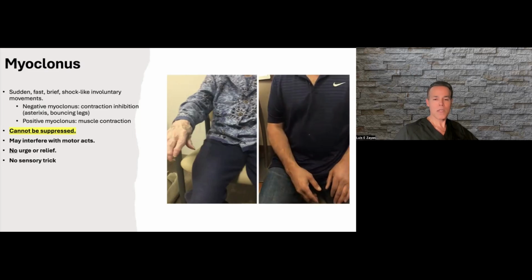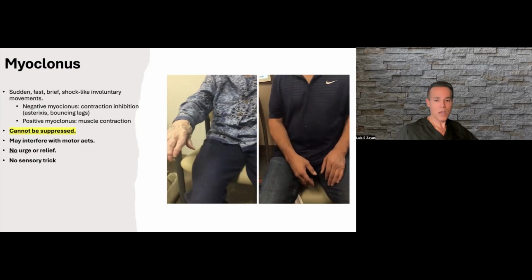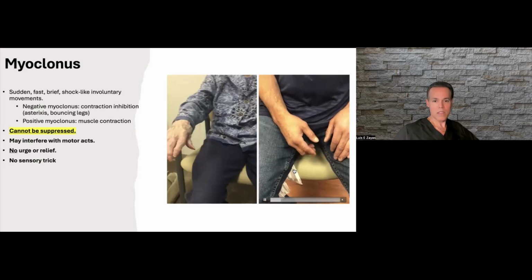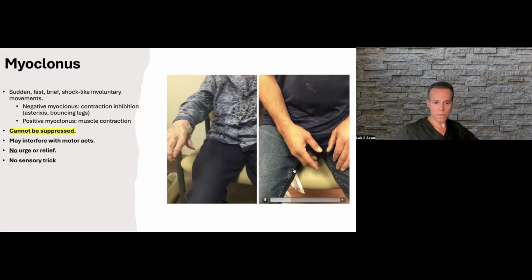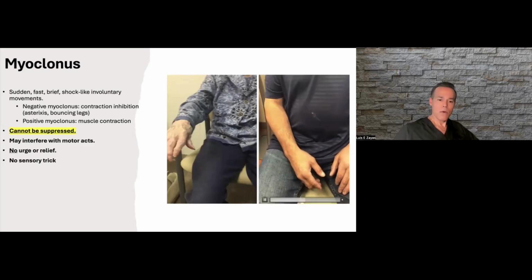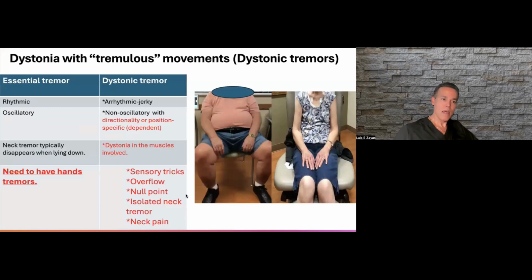Now the question here is whether this is cortical or non-cortical. That's another topic. Okay, because this patient actually has a cortical myoclonus. But the point of presenting this video is for you to differentiate between myoclonus and a tremor. This is not a tremor. This is myoclonus.